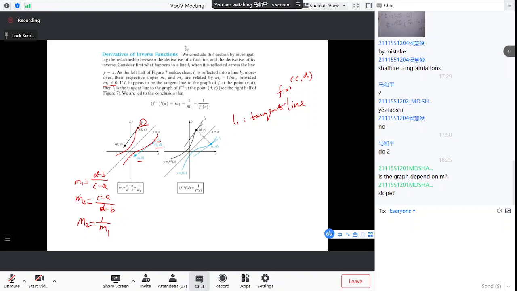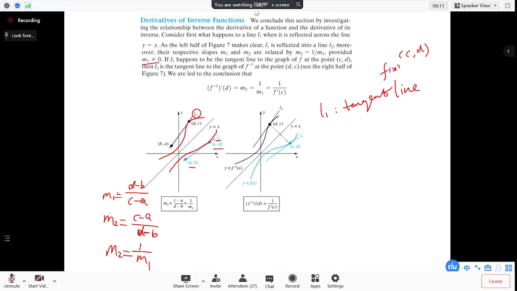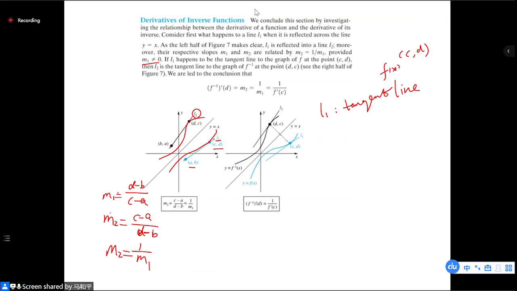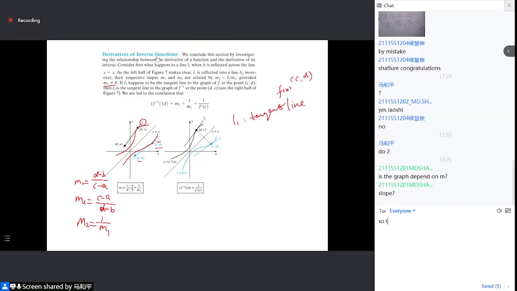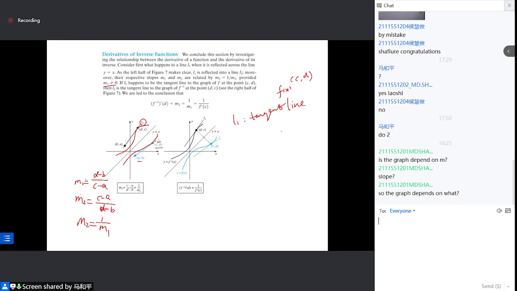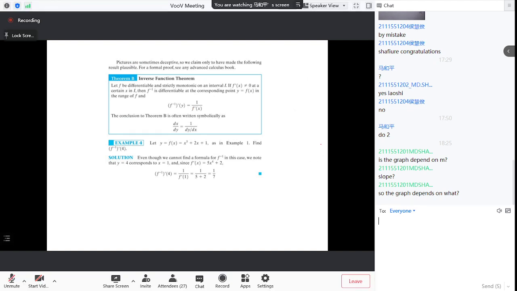We first give this straight line, and this means it happens to be the tangent line of this curve at the point (c, d). The graph has a relationship with respect to the slope, but it does not depend only on m. We just give one, just like this. You can think of it like this.